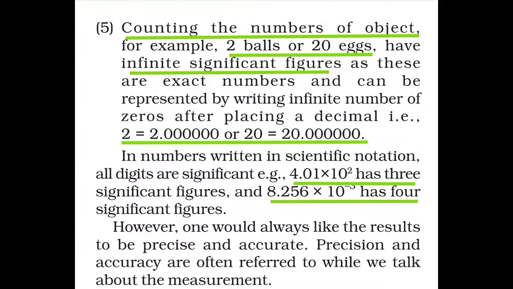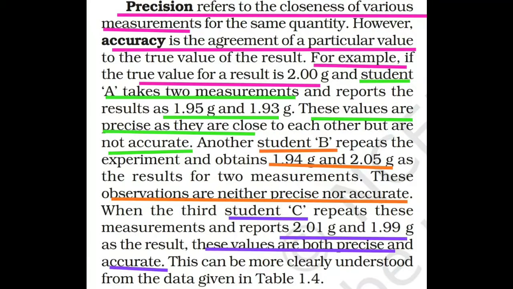Rule number 5. Counting the number of objects, for example, 2 balls or 20 eggs. Here, infinite significant figures are there. 2 can also be written as 2.000000 or 20 can also be written as 20.000000. If 4.01 into 10 raised to 2, then it has 3 significant figures. And if we write 8.256 into 10 raised to minus 3, then it has 4 significant figures.